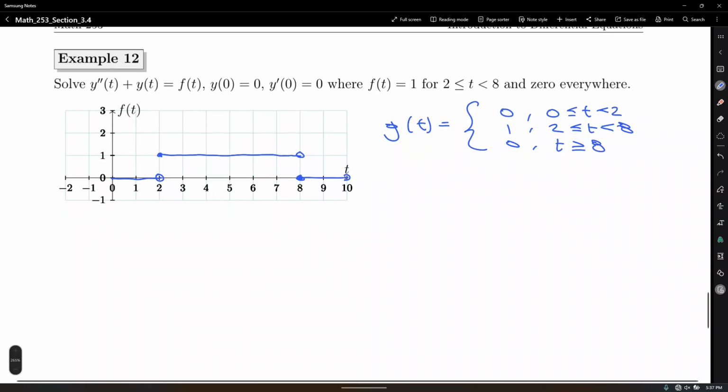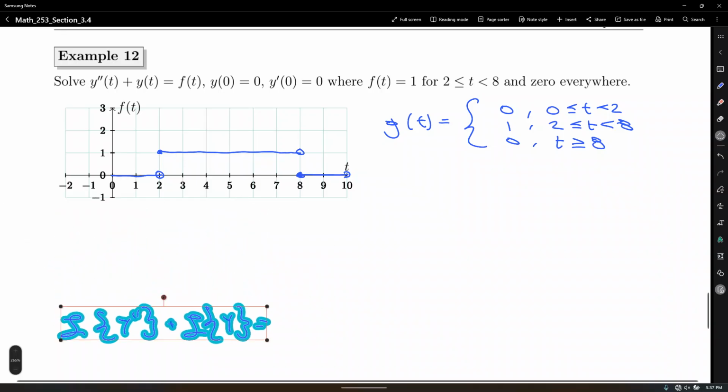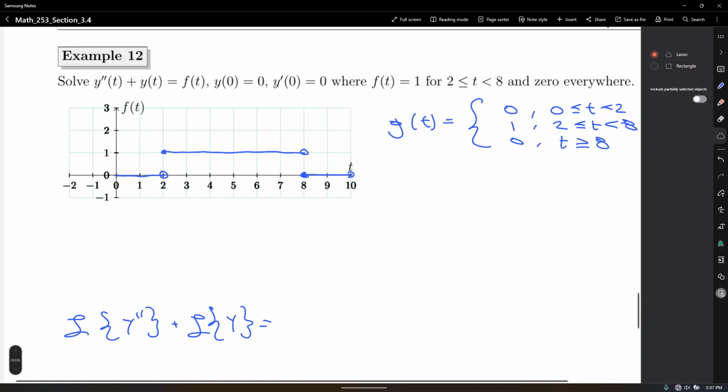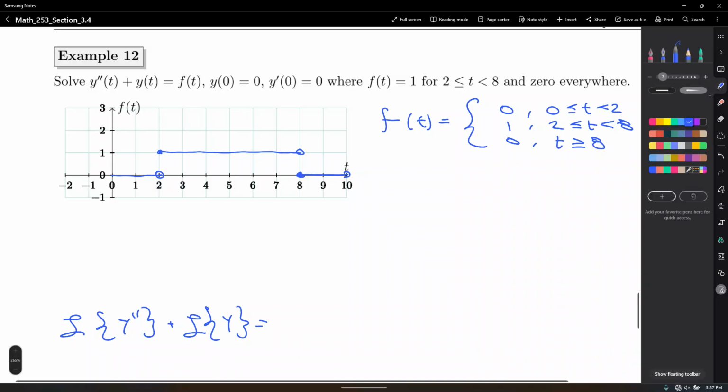Let's find the Laplace transform of the second derivative plus the Laplace transform of y equals, well, actually, hold on. Before taking any Laplace transforms, let me save this for later. We need to express this as a Heaviside function. I was kind of jumping ahead. So we have a function f of t. I mean, this is f of t, not g. I don't know why I wrote it g.